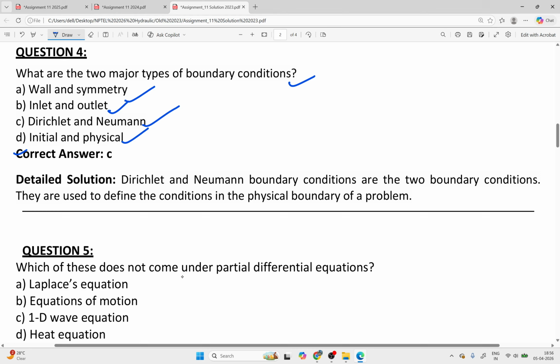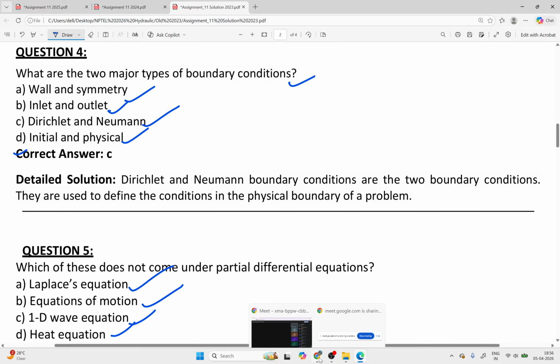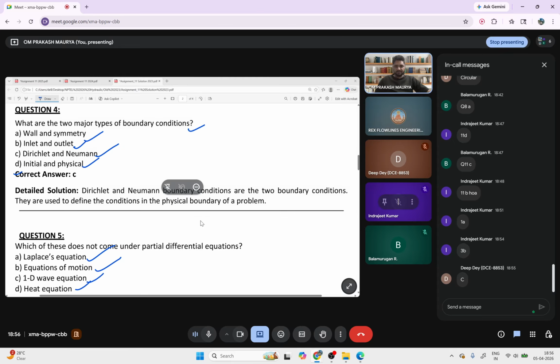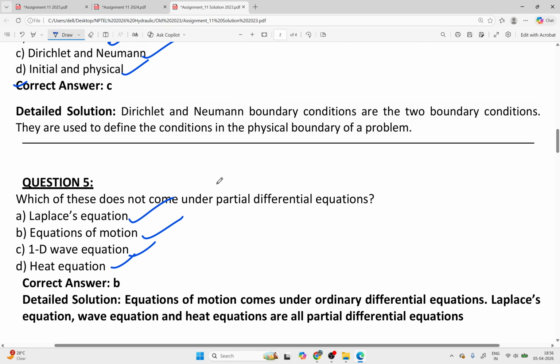Next, which of these does not come under partial differential equations? Laplace, equation of motion, 1D wave equation, or heat equation? Deep is telling C, the 1D wave equation. Let me check whether that is correct. No, it is the equation of motion. The equation of motion comes under ordinary differential equations. Laplace, wave and heat equations are all partial differential equations.